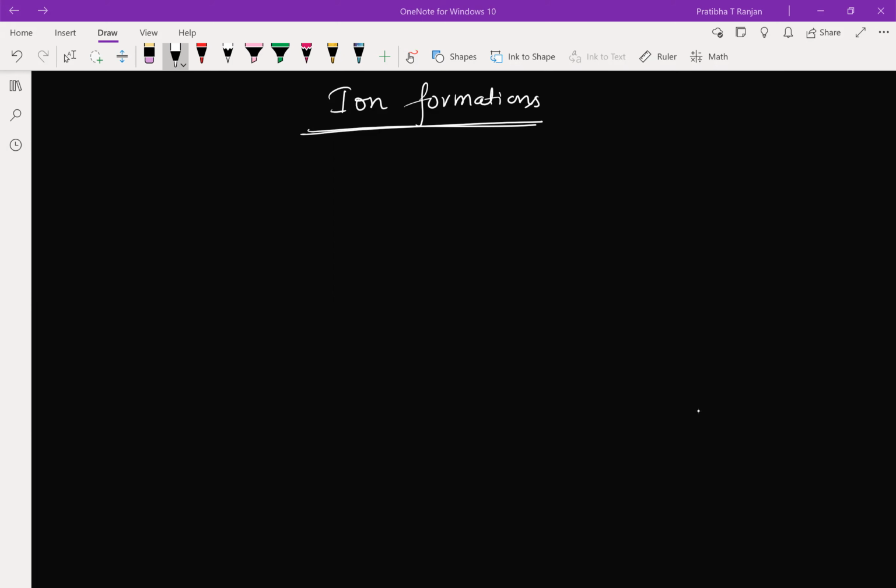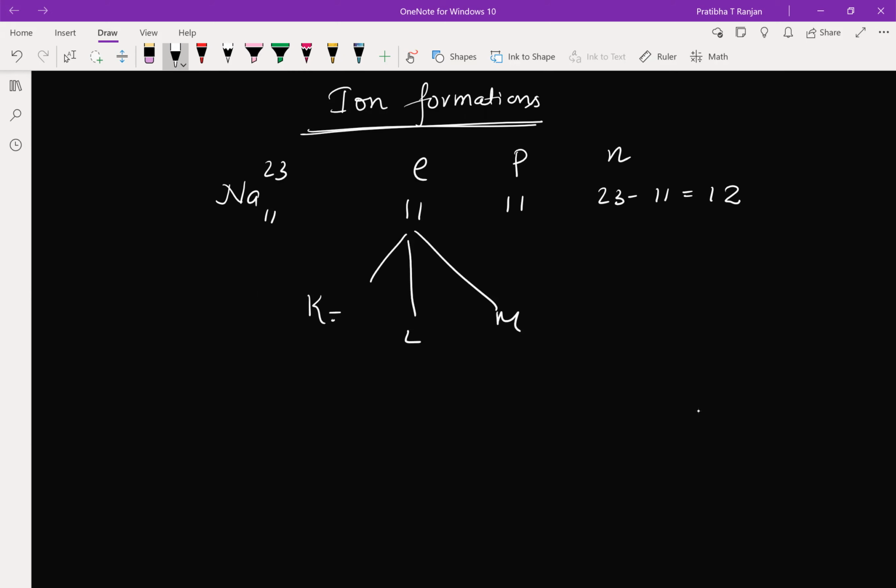And now let's start our ion formation. So in the previous video I had told you how the electronic configuration works. Just a quick recall. If we have Na, that is 11, here is 23, so electron is 11, proton is 11, and the neutron is 23 minus 11, that is equal to 12. And in the electronic configuration, it's K, L, and M. The K contains 1 electron, the L contains 8 electrons, and this one contains 1 electron. So 2, 8, and 1, as you can see, together is 11.